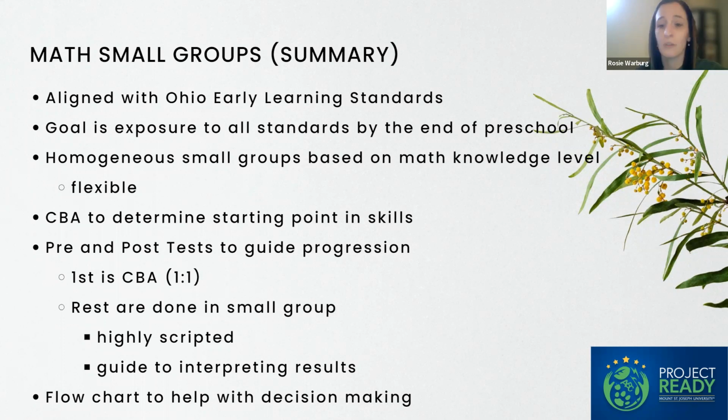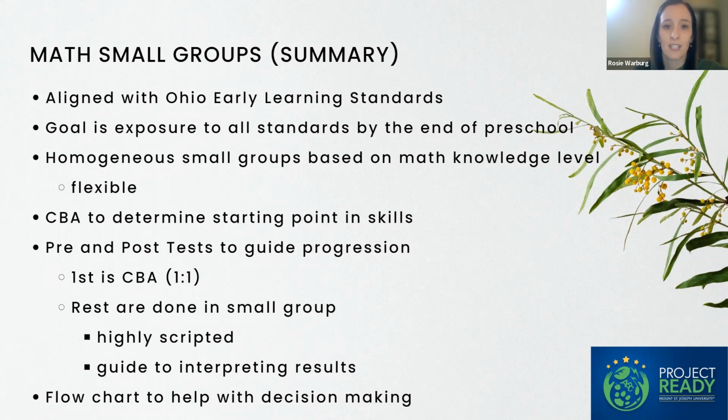As we gather information about our students, we're going to see students who are really taking off, they're progressing quickly, so we're going to maybe move them to another group, or we've got students who are moving a little more slowly, so we need to meet their needs by moving them to another group as well. So we keep these groups really flexible. They're constantly changing throughout the year. So we use our CBA to determine our initial starting point, and then we have our pre and post test to guide the following progression there.